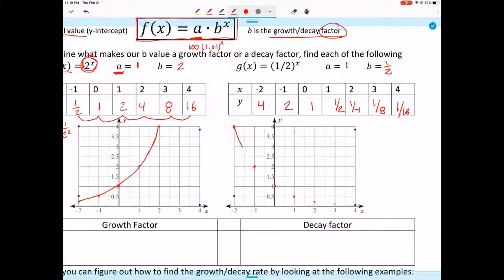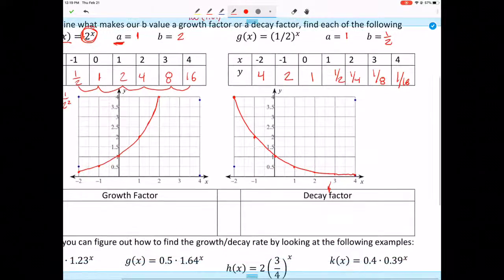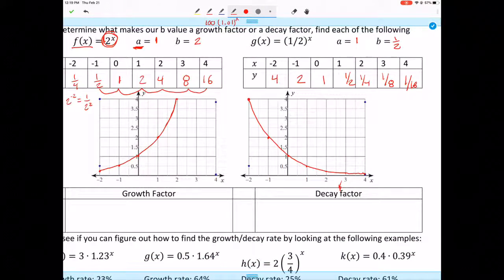And this, would this be growth or decay? Right? And I think you probably just say decay, maybe because underneath there it says decay factor. But it's because, well, it's decaying, or it's getting smaller as you go on. Okay? All right, so growth factor is when b is greater than 1, and the decay factor is when b is less than 1.